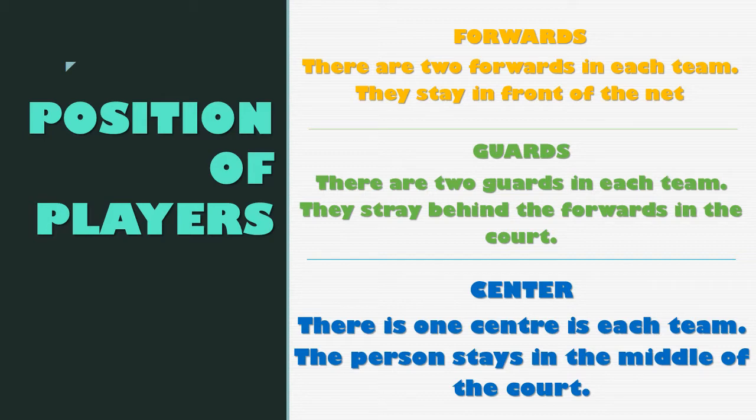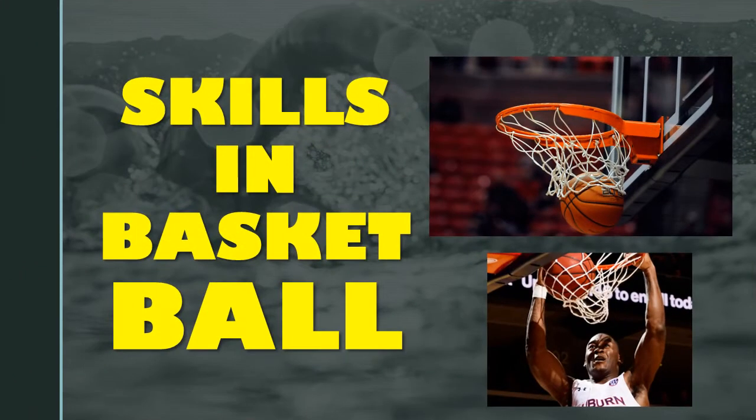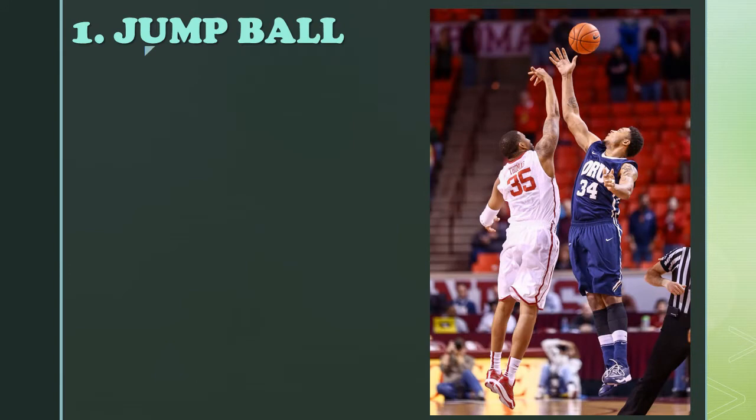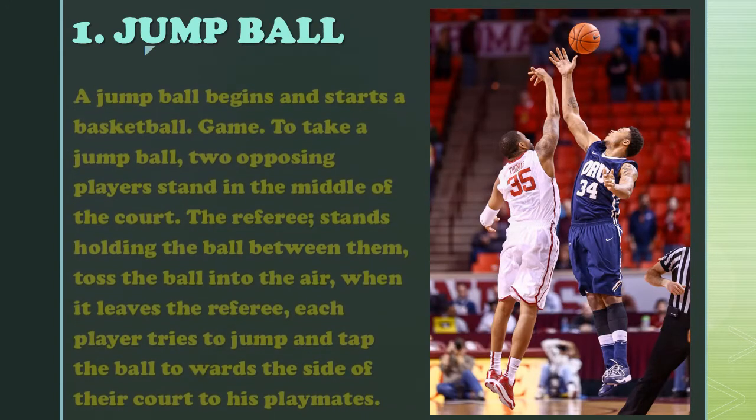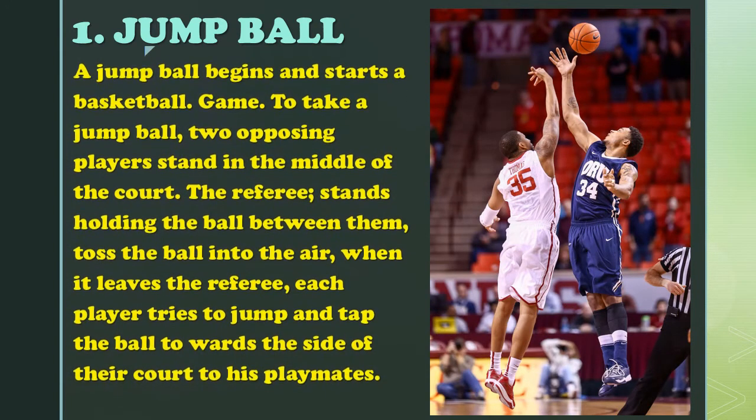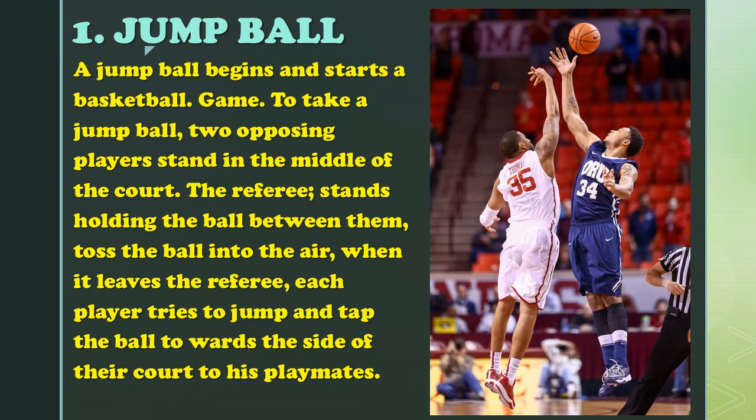So now that we know the positions of players, we look at the skills. The first skill there is what? Jump ball. Jump ball is the first skill. Jump ball begins and starts a basketball game. To take a jump ball, you have 2 opposing players, that is team A, team B.